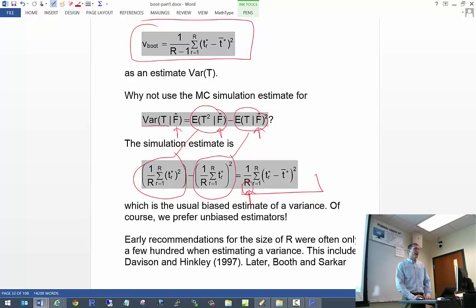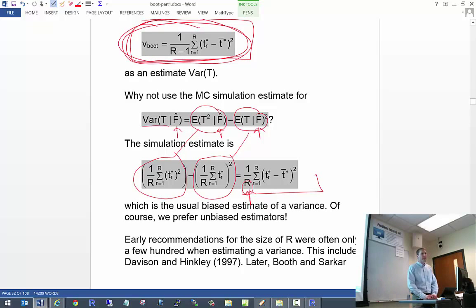Do you think it's really going to matter if you have r or r minus 1 there? No, because of course you're always going to take a large R anyway. So that's why it's really not a big deal. But typically you will only see people use the unbiased version as the bootstrap variance estimator.